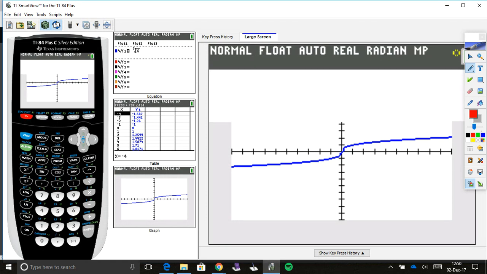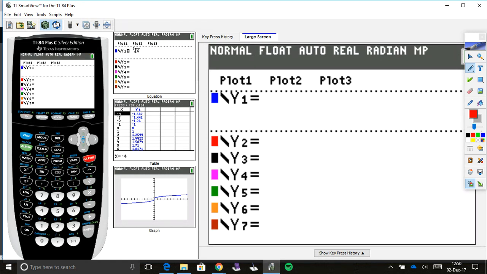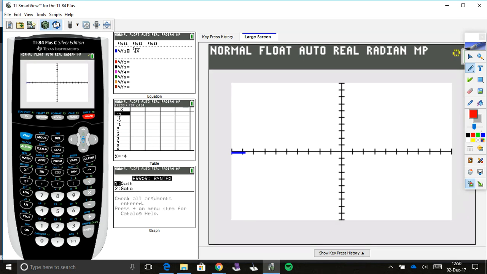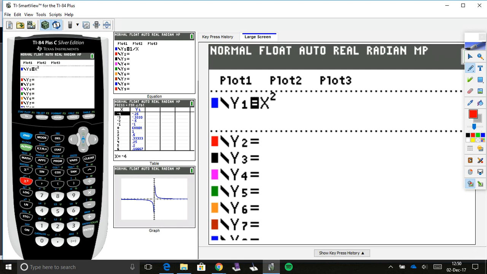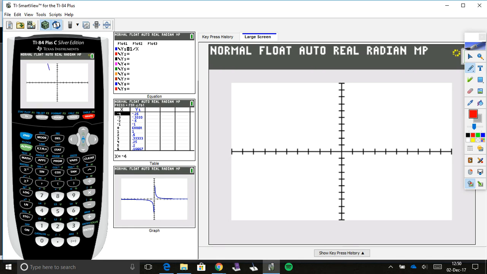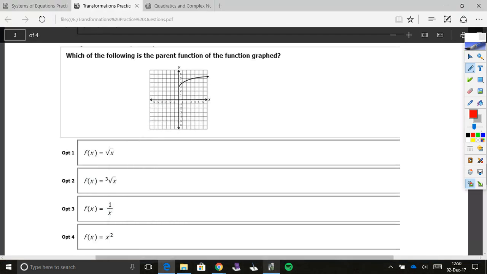1 over x, let's try what that looks like. Clear this. 1 over x is just 1 divided by x. That's all we really need. Graph it, and this looks definitely different than the one that I have, so it's not that one. Let's go ahead and try the last one. What was the last one? It's x squared. Well, we kind of already know what x squared is, right? X squared should look like a U shape. Yeah, all right, so I think process of elimination is definitely option 1.